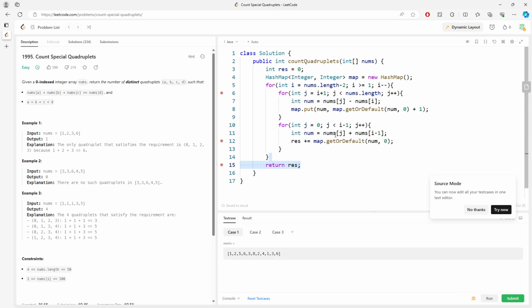So this will be the solution. It's straightforward enough, but just be careful of the pointers.